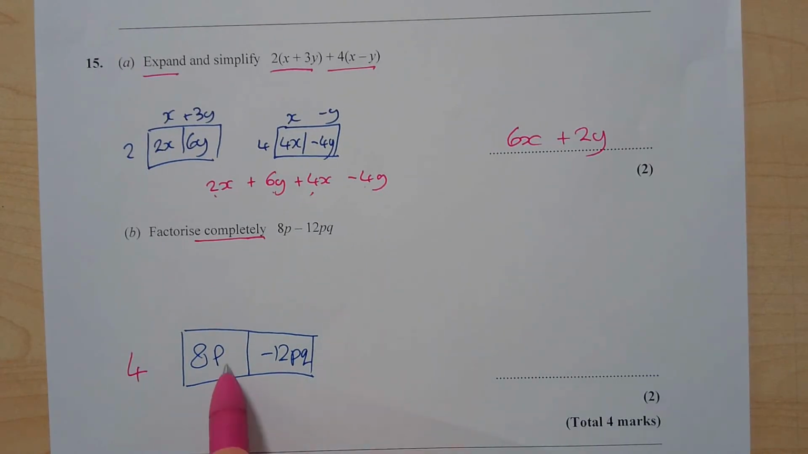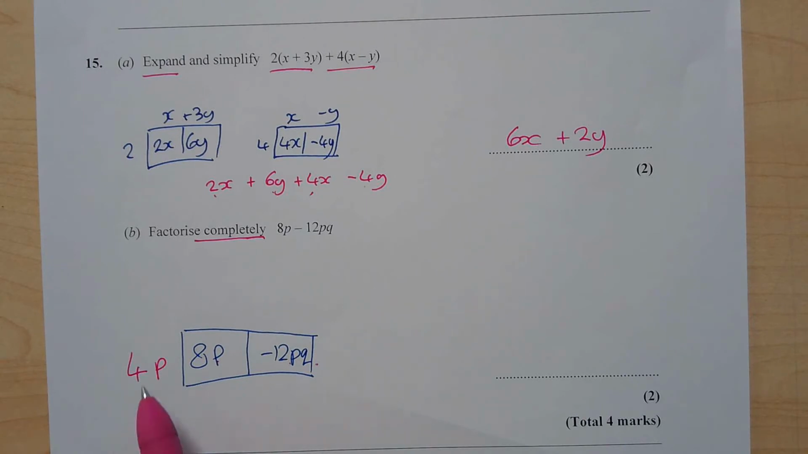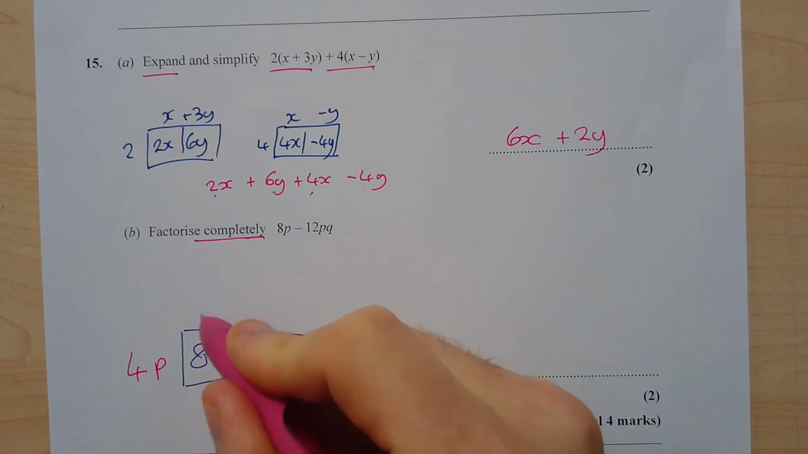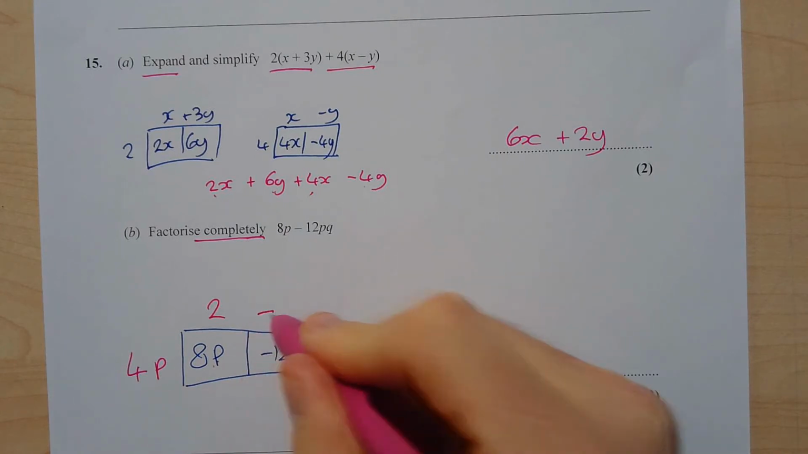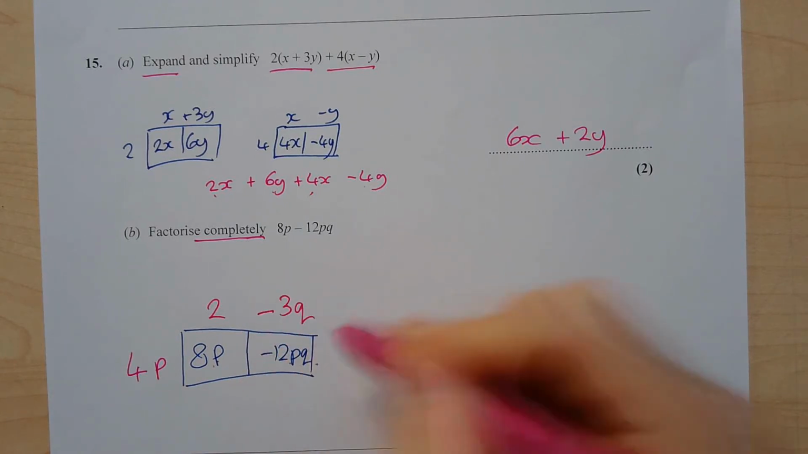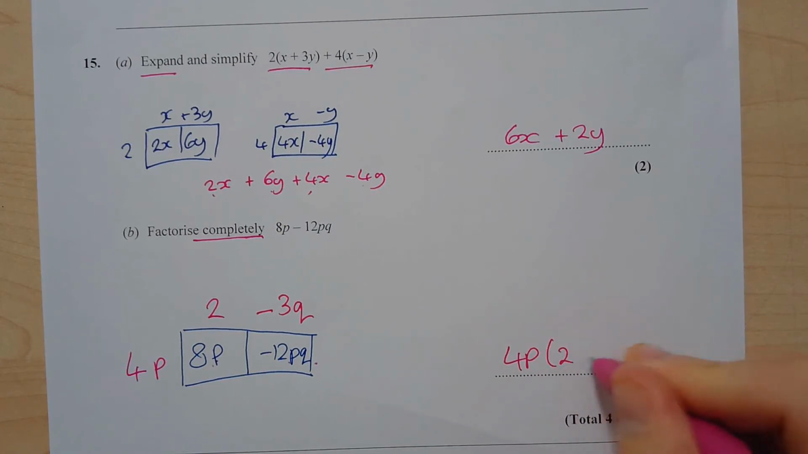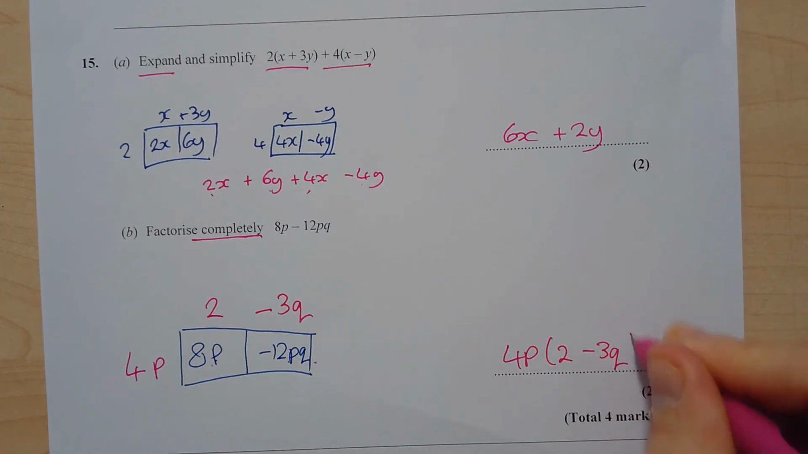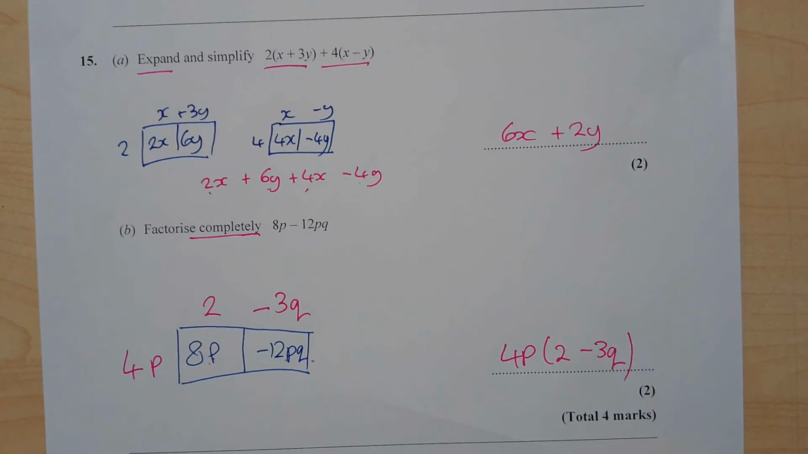So 4 and PQ, I've got P. So it's just a case of what do I times 4P by to get 8P, times 4P by to get negative 12PQ. Factorised completely.